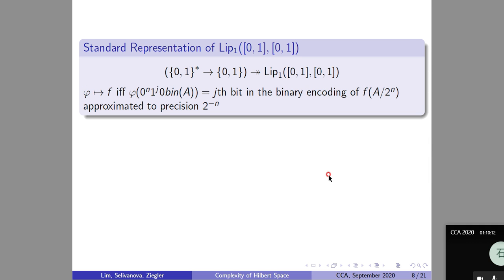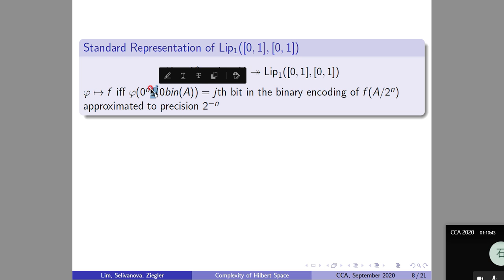Okay. And as an example, let's consider the standard representation of one Lipschitz function from the unit interval to the unit interval. This is a representation using the encoding space of string predicates. And in this representation, we encode three pieces of information: n, j, and a.